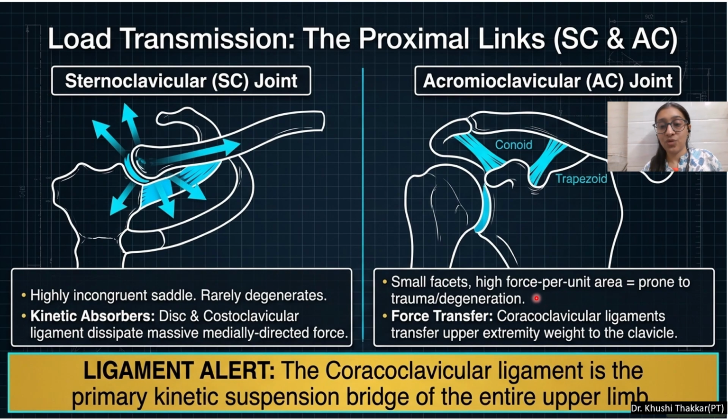Now, this force transfer happens via the coracoclavicular ligaments, which transfer the upper extremity weight to the clavicle. We will be discussing this in the next slide. So ligament importance: the coracoclavicular ligament is the primary kinetic suspension bridge of the entire upper extremity. Please snapshot this or just remember this for your CET. Note it down because this is very important and a frequently asked MCQ. Which ligament is the primary kinetic suspension of the entire upper limb? The answer is your coracoclavicular ligament.